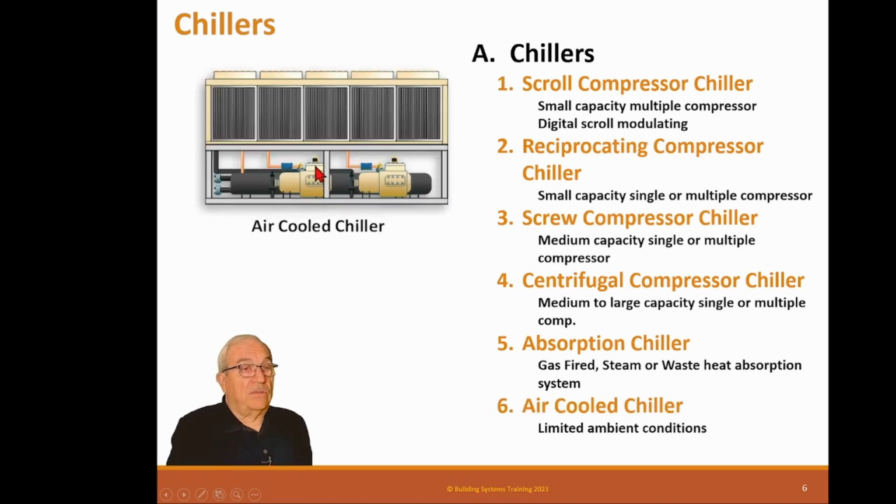And then, of course, we have air-cooled chillers, and air-cooled chillers can be any of these up here. It can be a scroll chiller, it can be a reciprocating, it can be a screw, or it can be a centrifugal. And it's just, instead of having a condenser bundle, it only has an evaporator bundle, and it has coils and fans up here as a condensing unit.